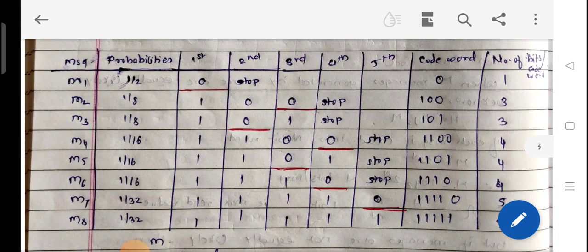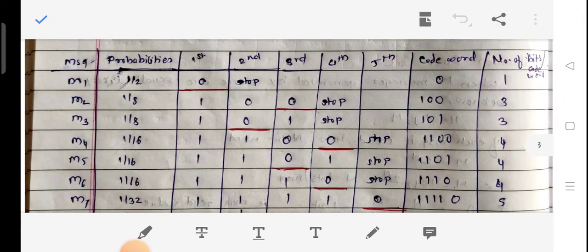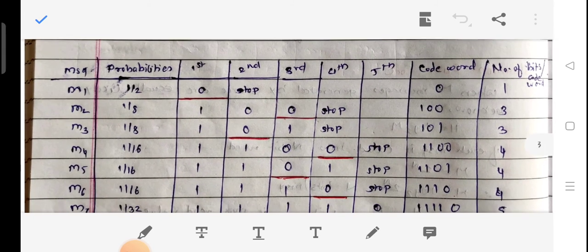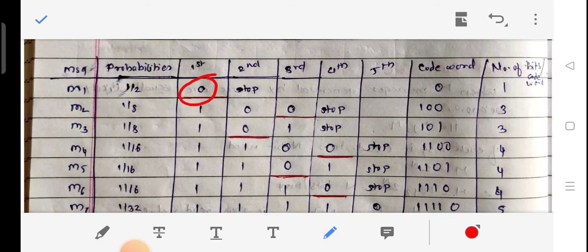So to write the code word for the first message M1, just check the columns. We only have this 0. So to write the code word for this M1 message, write the 0 as it is. So the code word for M1 will be only this 0. Now to write the code word for M2, just check these columns. We have 1 in the first column, 0 in the second column, and again 0 in the third column. So write those bits as it is. That is the code word for M2.